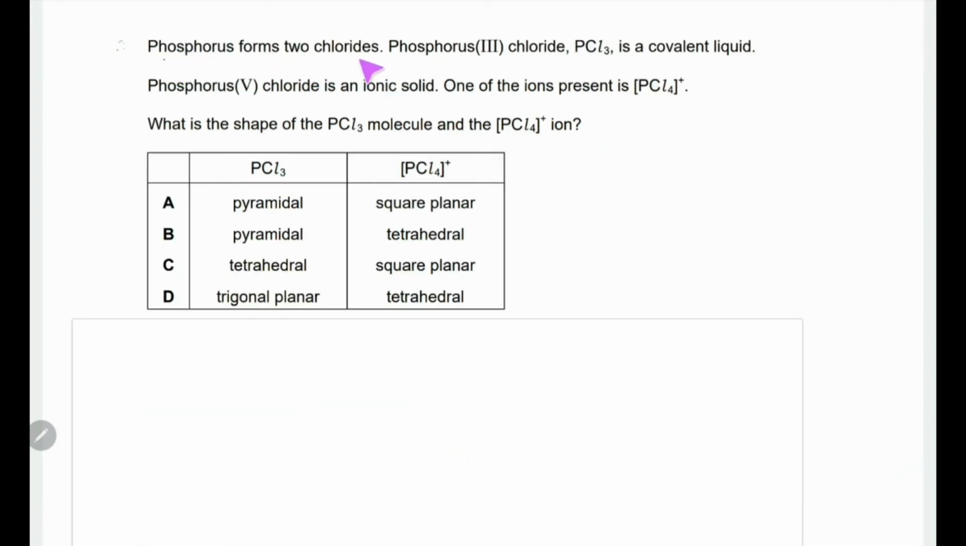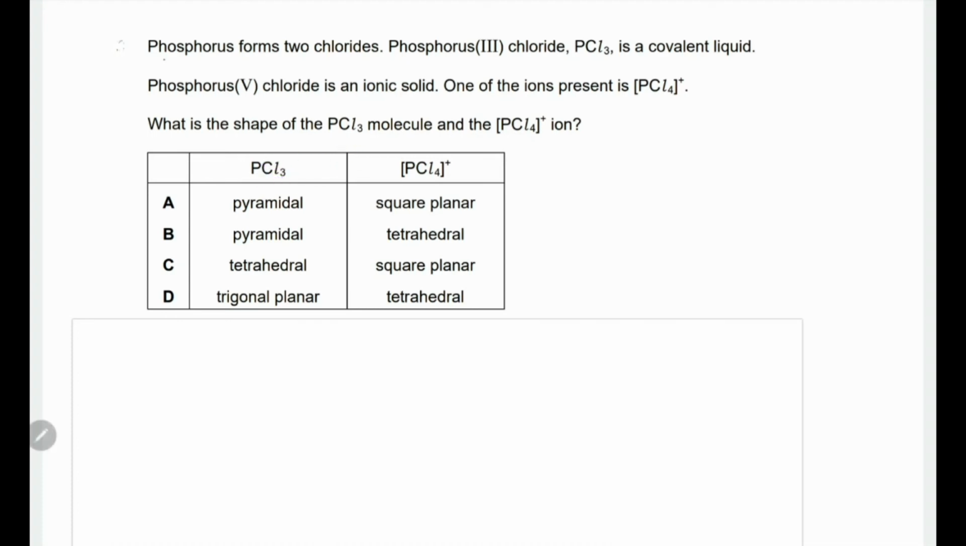Phosphorus forms 2 chlorides. Phosphorus 3 chloride is a covalent liquid, PCl3, and phosphorus 5 chloride is an ionic solid. One of the ions present is PCl4 positive. What is the shape of the PCl3 molecule and the PCl4 positive ion? Again, VSEPR theory will help us.